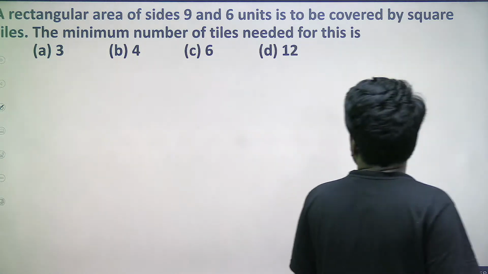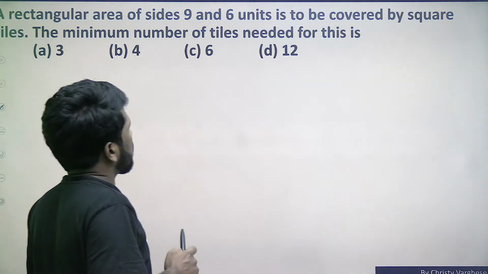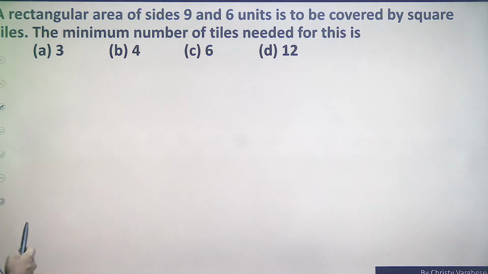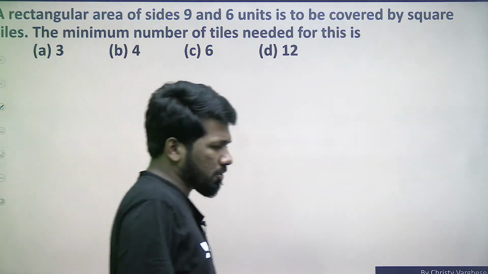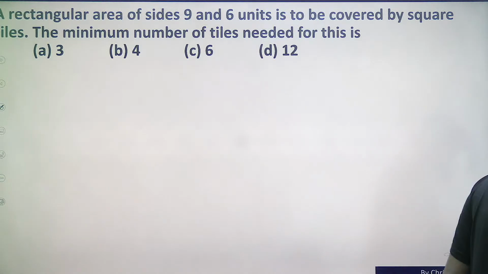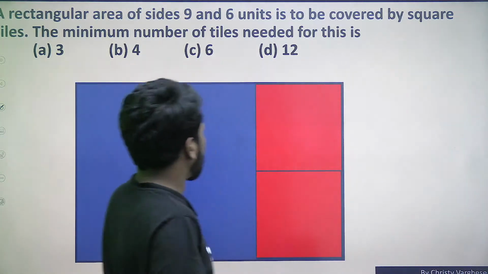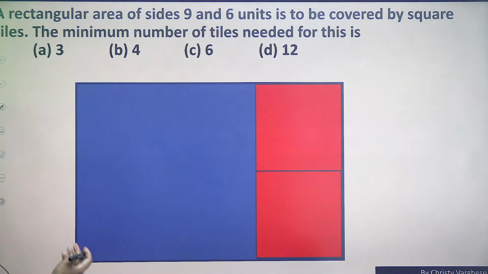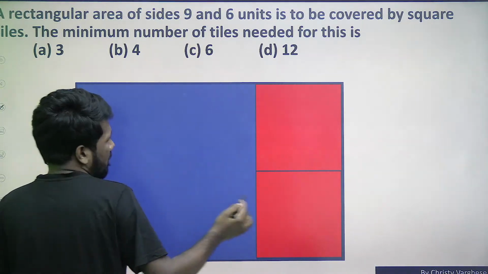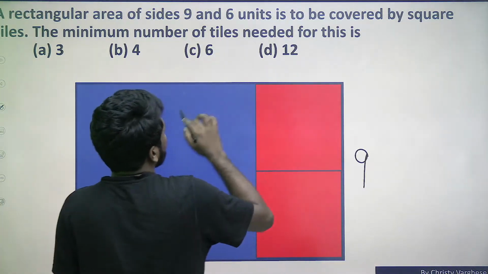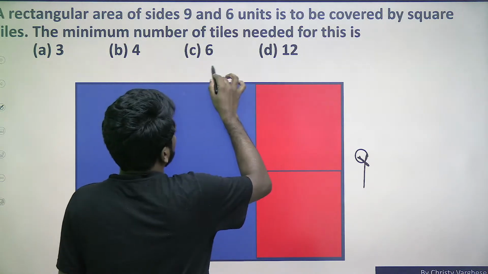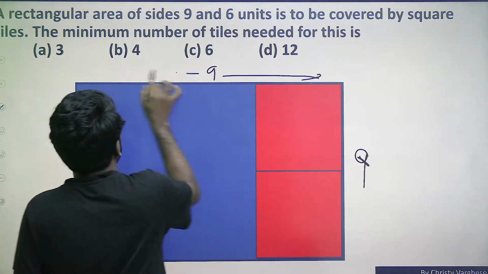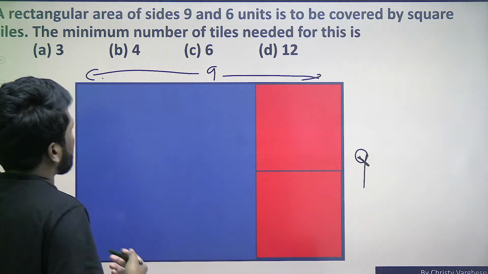A rectangular area of sides 9 and 6 units is to be covered by square tiles. Minimum number of tiles. This is the same as the previous question, na? So I don't think I need to explain much. This is simple also. This was not a CSIR NET question, but I will show you another question CSIR asked with the same floor dimensions.